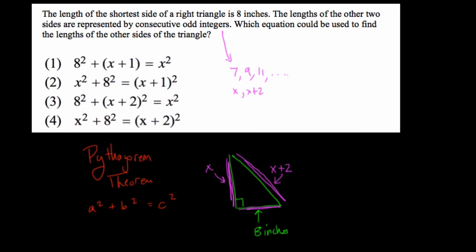So here we can assign these values and then use our Pythagorean theorem. We have 8 squared plus the other leg squared, x squared, equals the hypotenuse, x plus 2 squared. And they use the commutative property and write x squared first, but you can see that choice 4 is basically identical to our formula.